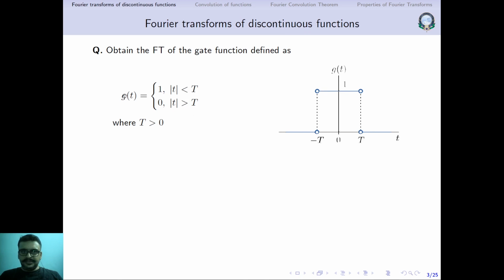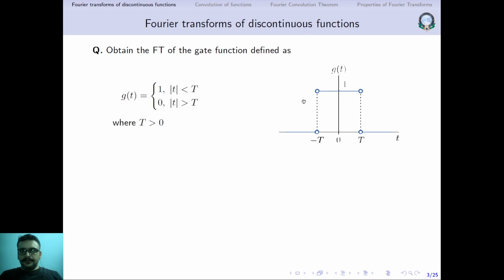We can express this gate function as g of t equals 1 whenever modulus of t is less than capital T, and it is equal to 0 whenever modulus of t is greater than capital T, where capital T is a positive number. So this is how we can express a gate function.